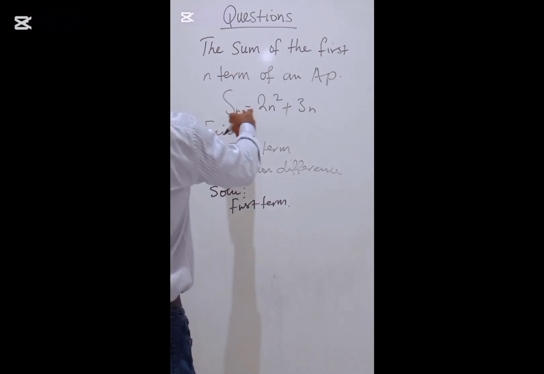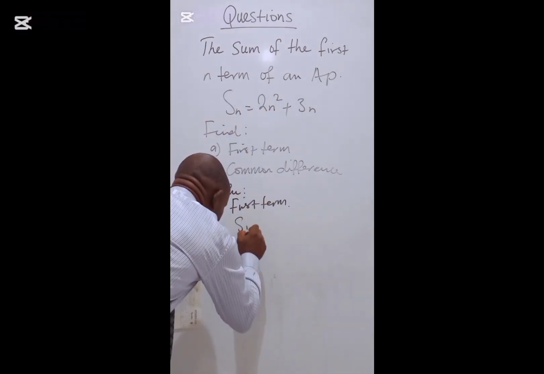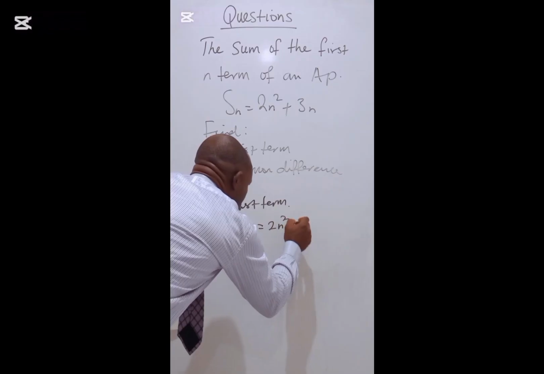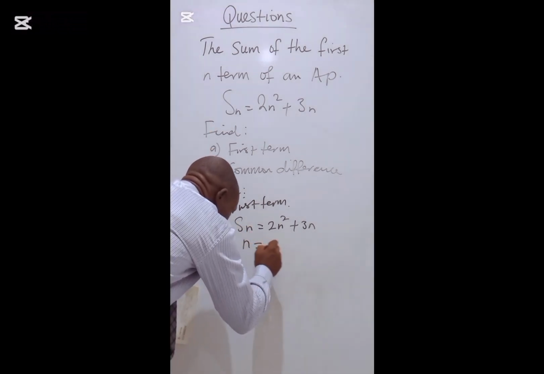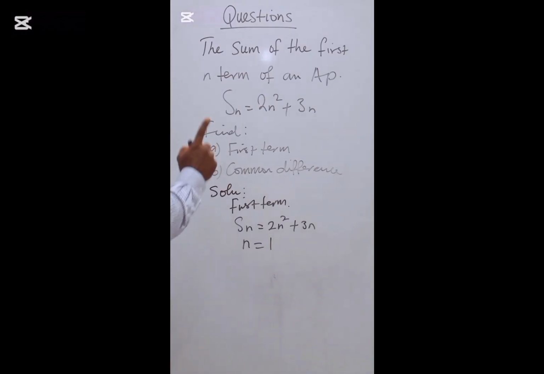So the sum of the first n terms is Sn equals 2n squared plus 3n. We're asked to look for the first term. So let our n equal 1, which is the first term. The number of terms in the sequence is 1. We are looking for the first term in the sequence, and we are assuming that for now, this is the only term in the sequence. Therefore, n is equal to 1.